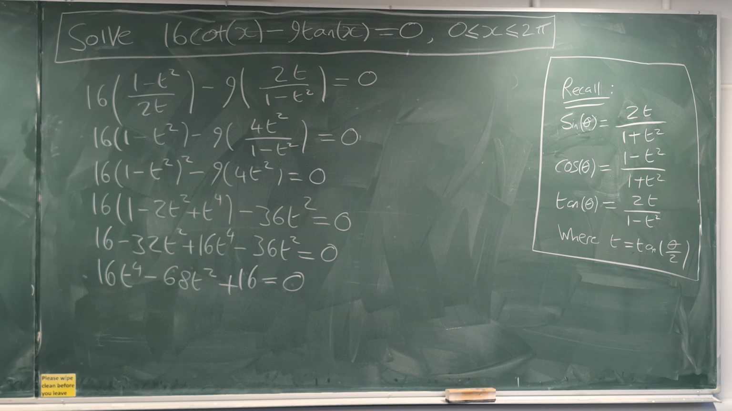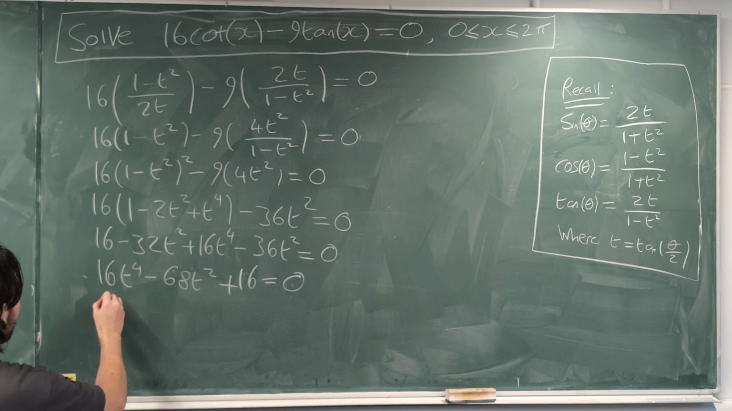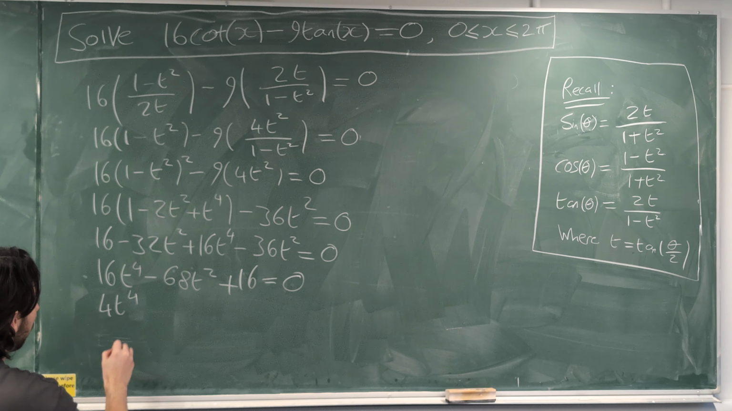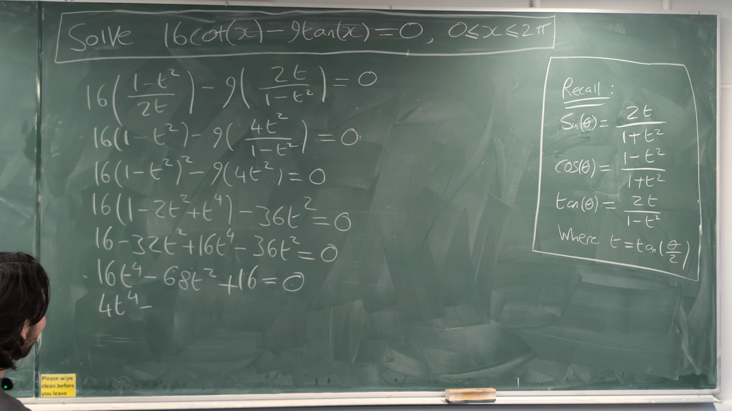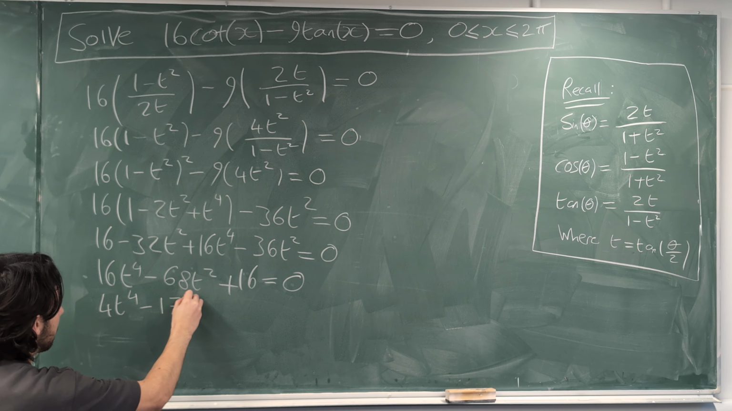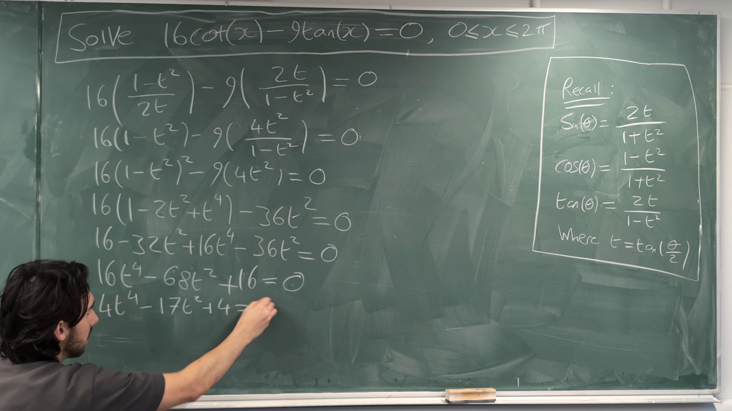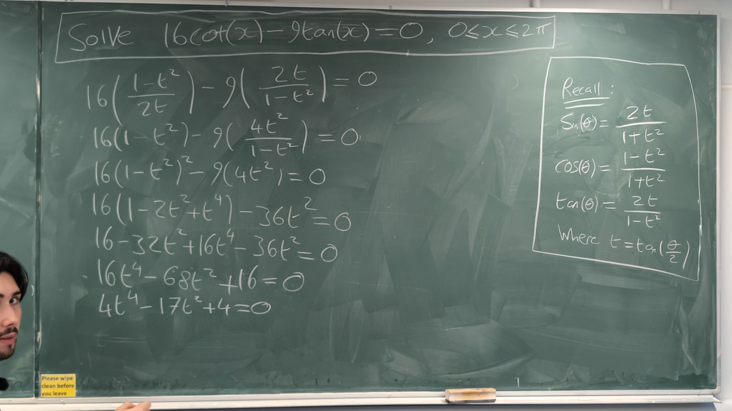Then we can divide everything by, what can we divide everything by? We can divide everything by 4. So if we divide everything by 4, then we will have 4t to the 4 minus, and then what will 68 divided by 4 be? Well, 68 divided by 4 is going to be 17, so minus 17t squared plus 4 equals 0. And we can't divide any more because 17 is a prime number, it doesn't have any factors.